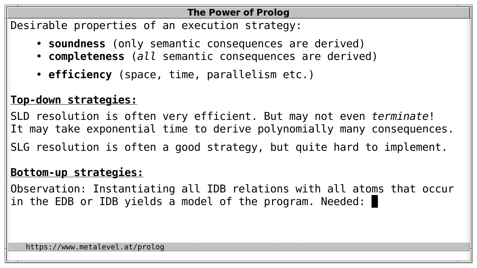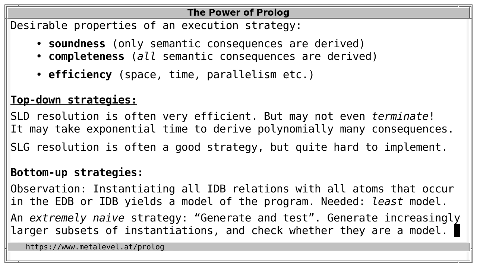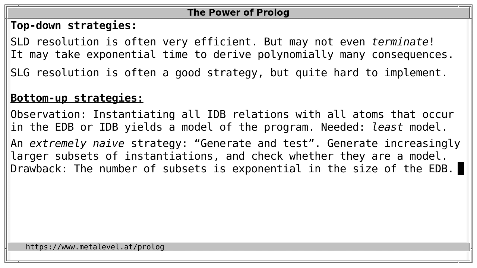What we need is, as already mentioned, a least model, namely the least Herbrand model. That's what we mean with the Datalog program. We're not interested in a model where all relations hold for everything, but rather the smallest such model that makes all implications true. And this suggests an extremely naive strategy, which we could call generate and test. Because we could simply generate increasingly larger subsets of such instantiations and check whether they are a model. And then simply take the first and therefore smallest model we find in this way. That would work, but it has a major drawback because the number of subsets is exponential in the size of the extensional database. And that's especially bad because the EDB can be quite large.